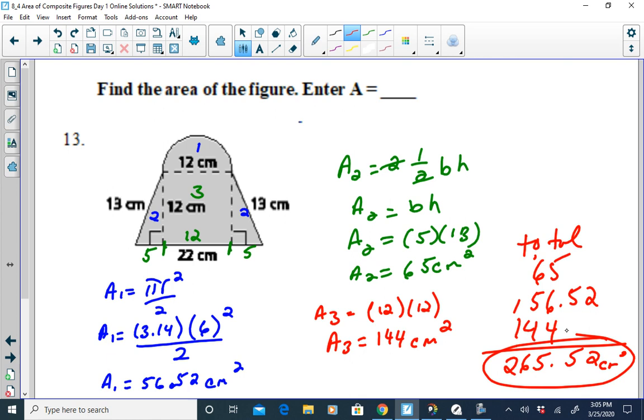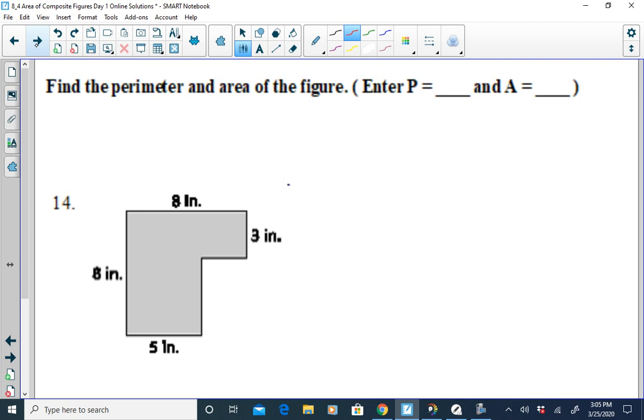Problem 13. All right, a lot of work there. All right, this next one's rather easy, but we're looking for the area and the perimeter. So let's start with the perimeter. That's what they're asking first here. So I know this distance, I know this, I know this. What's this little distance here? Well, if this is 8 and this is 5, that means that's 3. Well, what's this distance here? If that's 8 and this is 3, this is 5 inches.